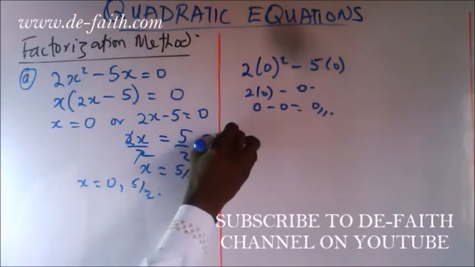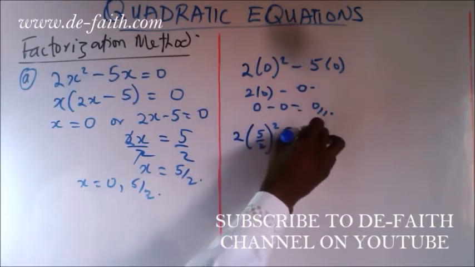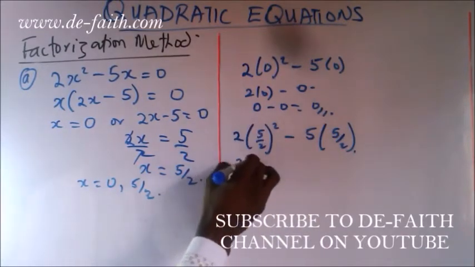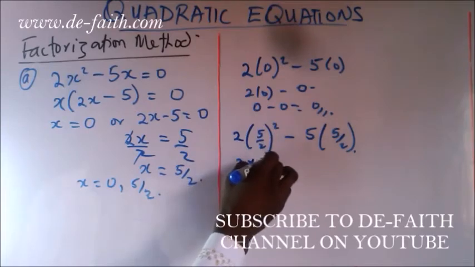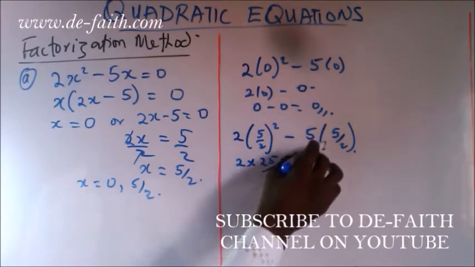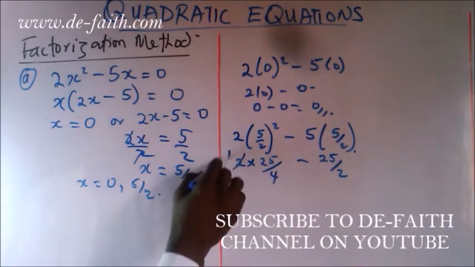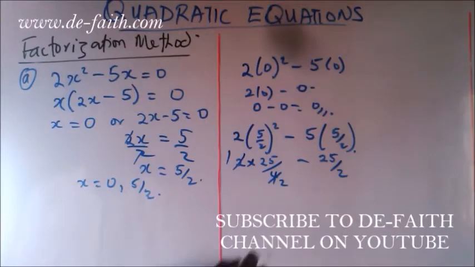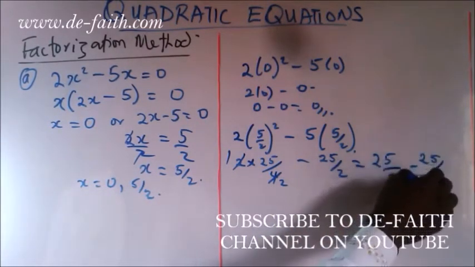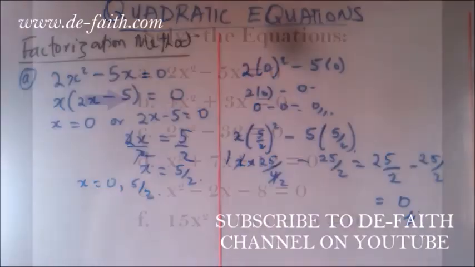Then let's try the other one. That's 5 over 2. We have 2 into bracket 5 over 2 squared minus 5 into bracket 5 over 2. 5 over 2 squared gives us, that's 5 times 5 is what? 25. Then 2 times 2 is 4. Then minus 5 times 5 is 25 over 2. 2 cancels this, and we are left with 2. So we'll have 25 over 2 minus 25 over 2, and that will leave us with 0. So this has been checked and confirmed.